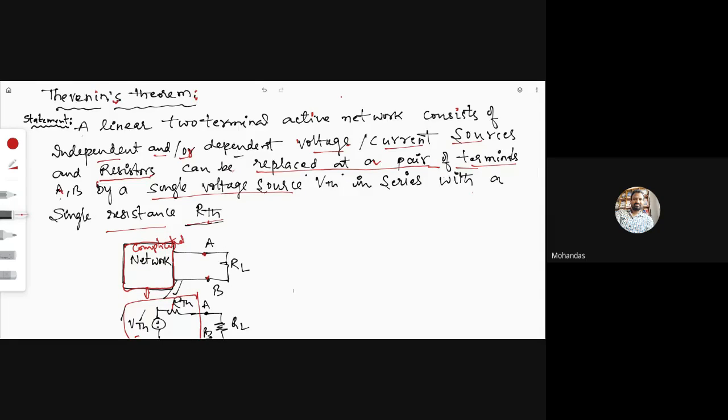A, B, by a single voltage source, Thevenin, V subscript TH, VTH, in series with a single resistance, R Thevenin.